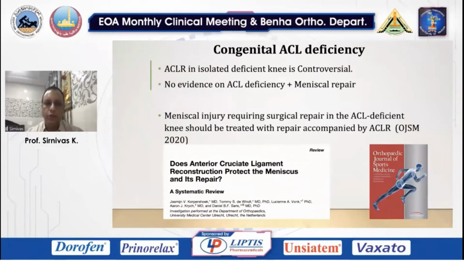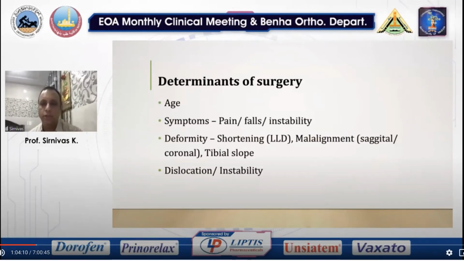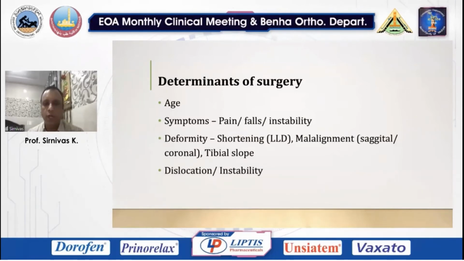Meniscal injury requiring surgical repair in the ACL deficient knee should be treated with repair accompanied by ACL reconstruction. This is for regular ACL injuries and not for congenital, but we need to stabilize the knee joint. The determinants of surgery for congenital deficiency are age, symptoms of the patient like pain, falls, instability, deformity like shortening, limb length discrepancy, malalignment, sagittal or coronal, and tibial slope. Dislocation and instability also is an indication.